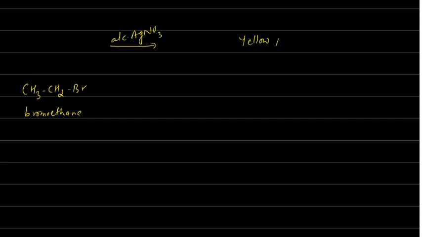So let us see another reaction here. I am taking CH3CH2Br. This is bromoethane. We can also take chloroethane. So bromoethane, when it reacts with alcoholic silver nitrate, AgNO3, there is a formation of a precipitate. This precipitate is due to the formation of silver bromide, AgBr.